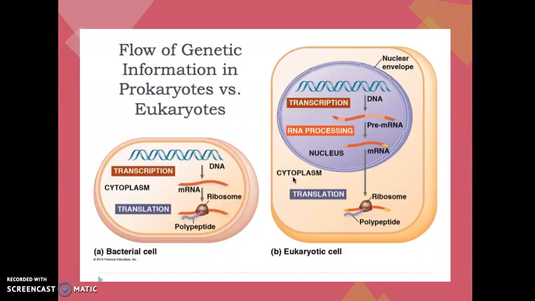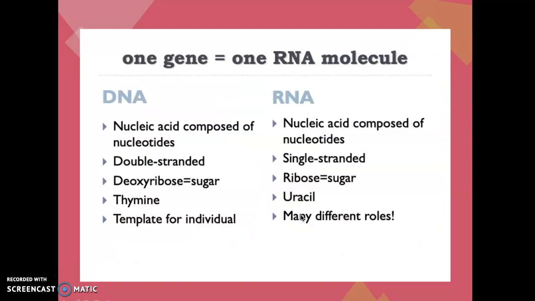The flow of genetic information does occur in prokaryotes as well. Most of what I'm going to be talking about is the flow of genetic information in eukaryotes. But it does happen in prokaryotes. It just simply happens all in the cytoplasm. Whereas transcription, what we're talking about right now, takes place only in the nucleus, and translation occurs in the cytoplasm at the ribosome.